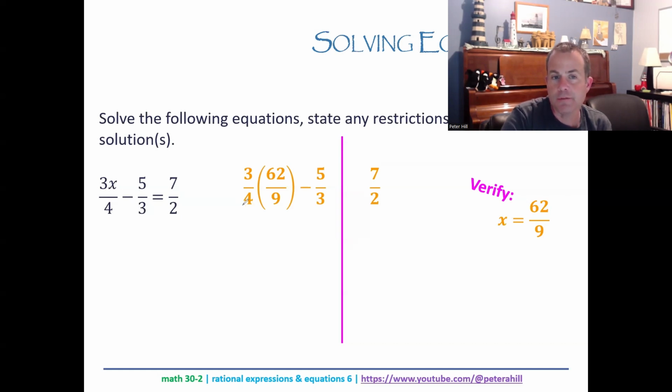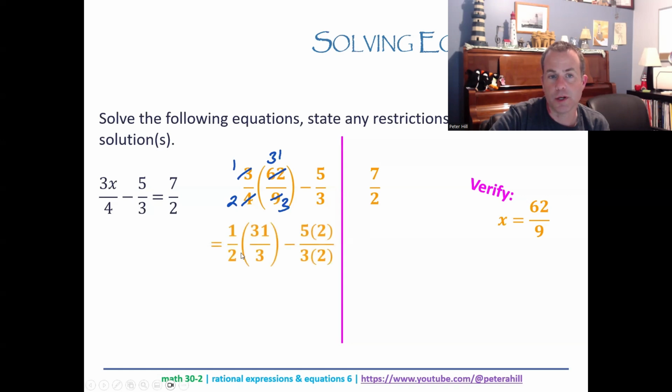Take a look at this. 4 and 62, I could divide both of those by 2, and that would give me 2 and 31, right? And then 3 and 9, I could divide both of those by 3, and that would give me 1 and 3. That's going to be a little easier to deal with mathematically. So that's where I end up with the 1 over 2 times 31 over 3.